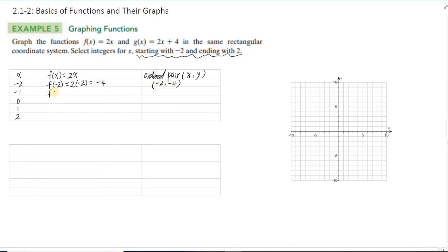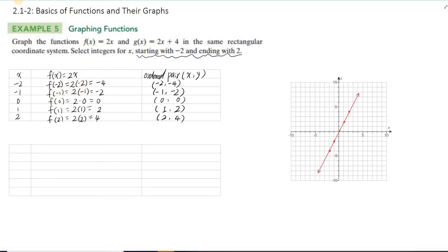So you do the same thing for all the 5 points. Then we go ahead and graph this. We plug in all the points and then we graph it. And then the question is why you did 5 points. We know 2 points can make a line. But the question is asking you to use the integers from -2 to 2. That's the reason why we plug in all these 5 points. We just follow the directions.